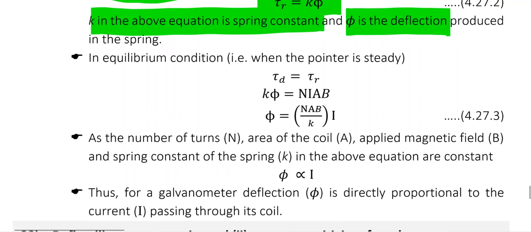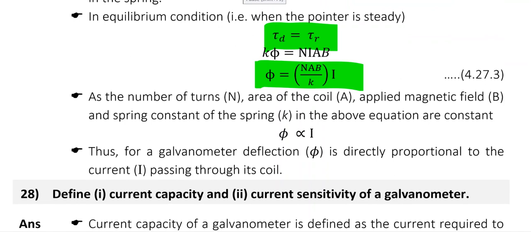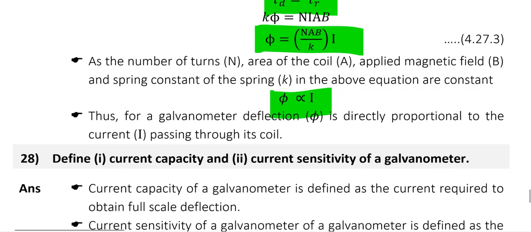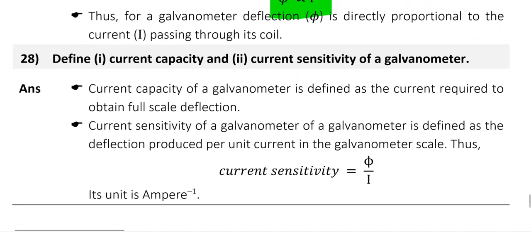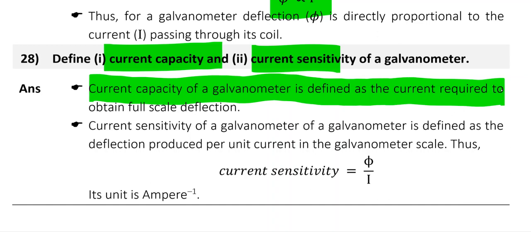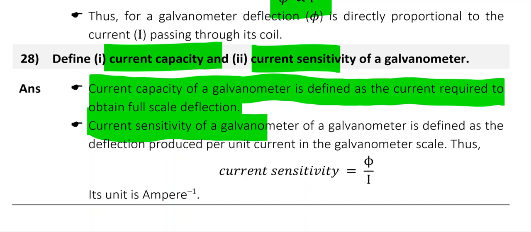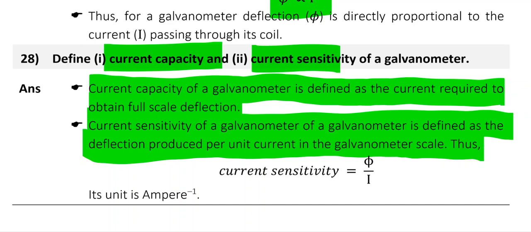And then in equilibrium, we can compare the two with little bit of mass, you get this. And this is the principle of moving coil galvanometer, that deflection is always proportional to current. And then lastly, these two quantities, current capacity and current sensitivity. So what is current capacity? Current capacity of a galvanometer is defined as current required to obtain full-scale deflection.